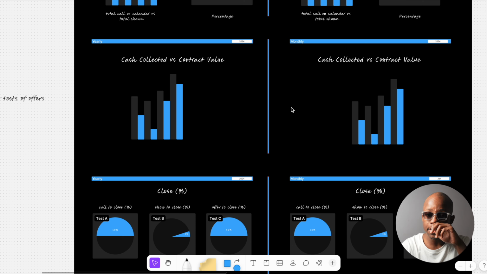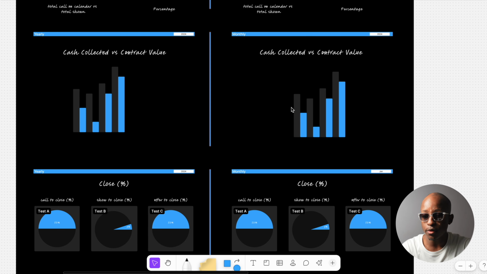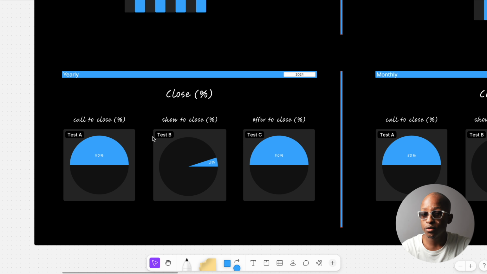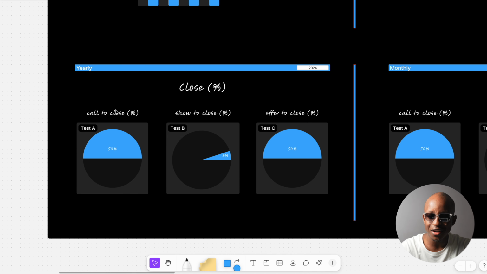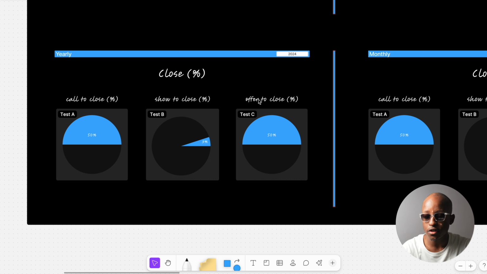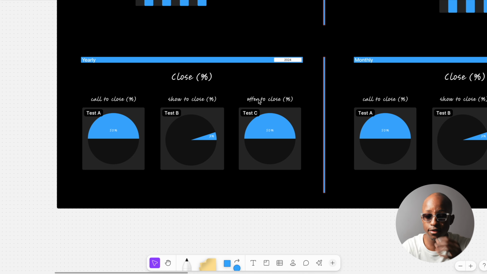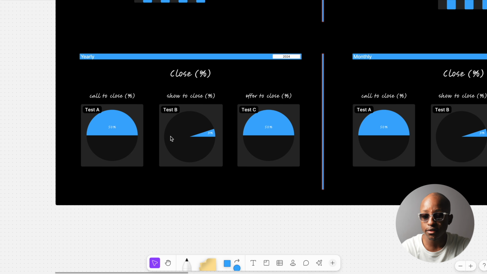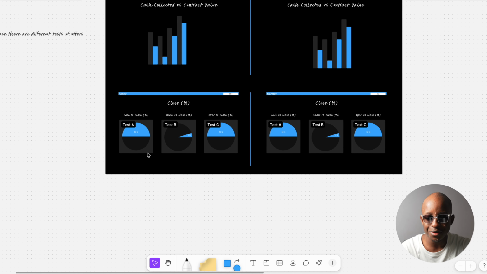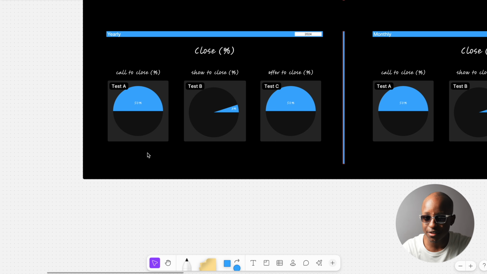And connecting this on the back end is super important as well. But this needs the yearly close, calls to close percentage, shows to close, and also offers to close. So basically building this out in terms of understanding what the percentages are. Specifically for this, I can go into why this is a pie chart.